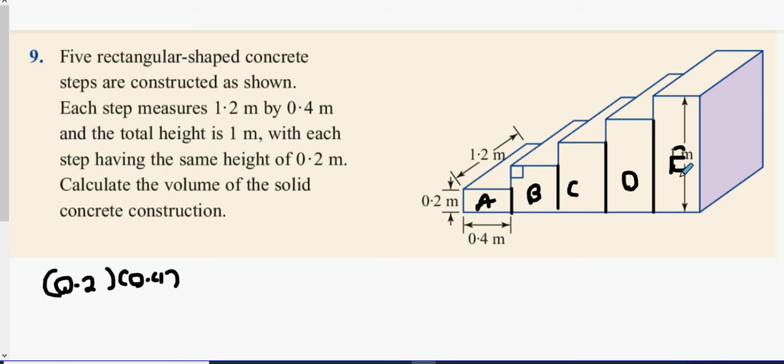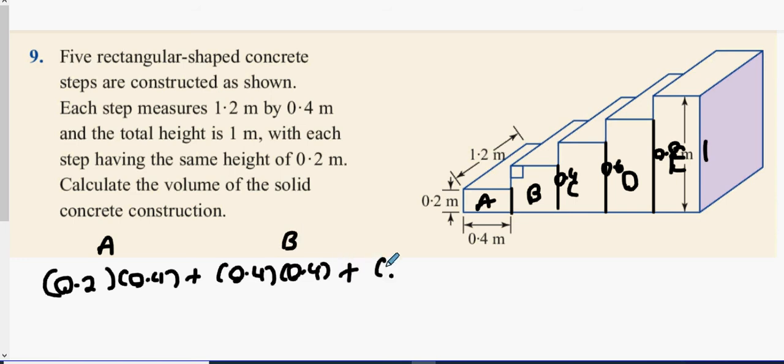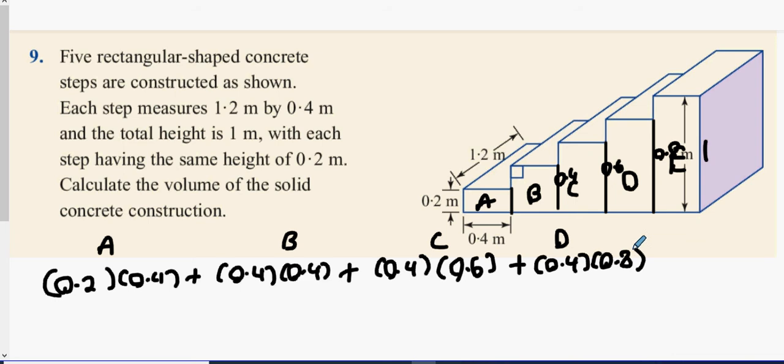They're all rectangles, aren't they? So A is that one. What's B? It's going to go up another 0.2, so it's going to be 0.4. That one's going to be 0.6. This one's going to be 0.8. And this one's going to be 1. So 0.4 by 0.4 is the second one. That's B. C is what? 0.4 by 0.6. D is going to be 0.4 by 0.8. And E is going to be 0.4 times 1. We cool?